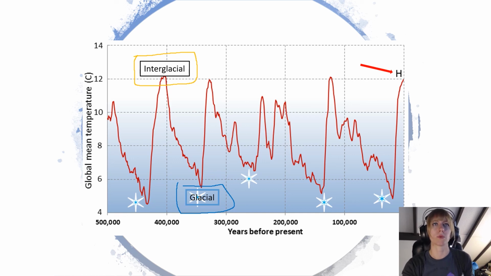So where we are right now should be starting to dip. We should be entering a glacial period. But instead what's happening is the global temperature is rising rather than falling, which, based on data, should be happening. And that is basically what we're talking about with global warming.